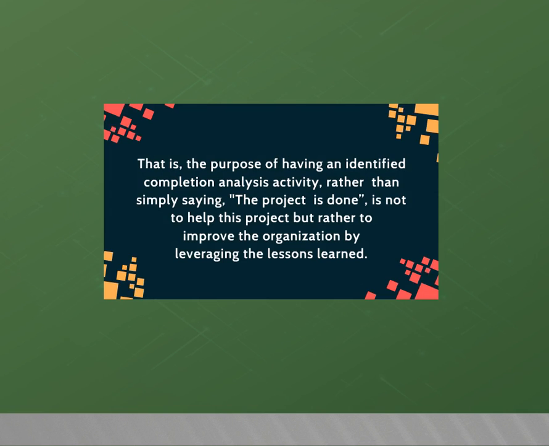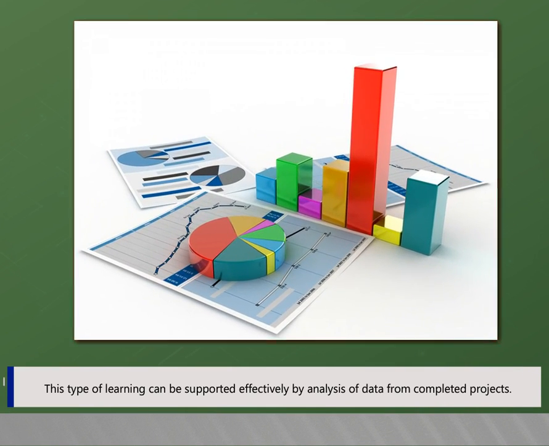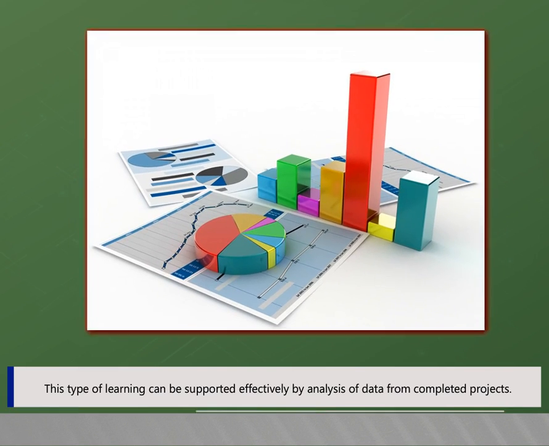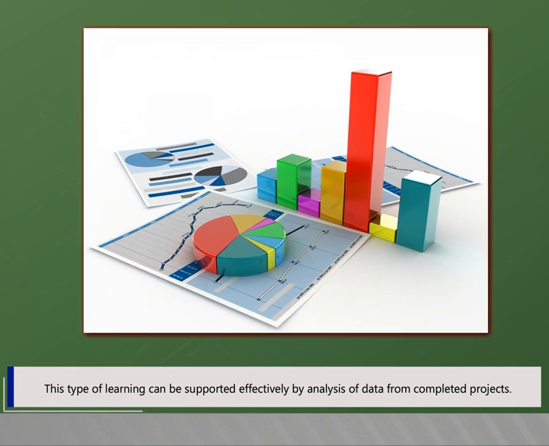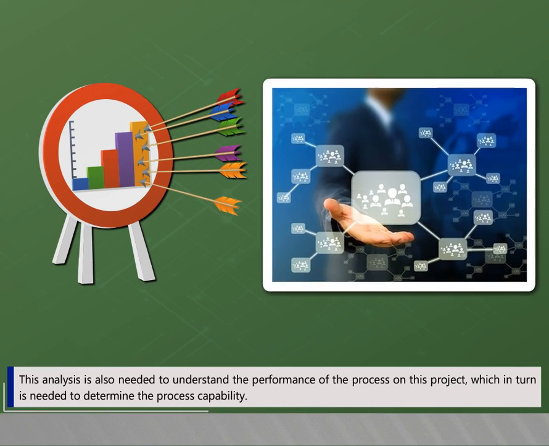That is, the purpose of having an identified completion analysis activity, rather than simply saying the project is done, is not to help this project but rather to improve the organization by leveraging the lessons learned. This type of learning can be supported effectively by analysis of data from completed projects. This analysis is also needed to understand the performance of the process on this project, which in turn is needed to determine the process capability.